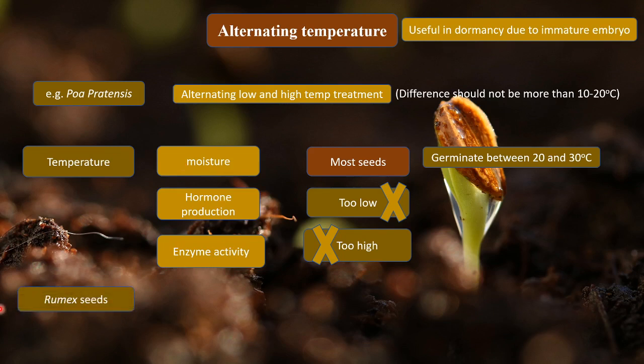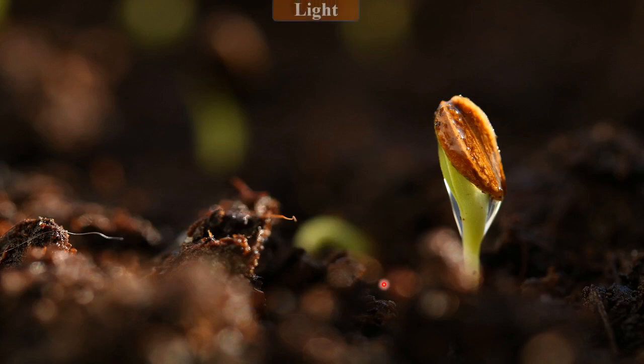Another example is of Rumex seeds. In Rumex seeds, an alternating temperature difference of 15 and 25 degrees Celsius has been useful for seed germination, right? So alternating temperature of low and high is important. This can cause seed germination, but when you take too low a temperature and too high a temperature, the seeds will not germinate, as the rule applies that anything extreme is not good, right? So this is about alternating temperature.